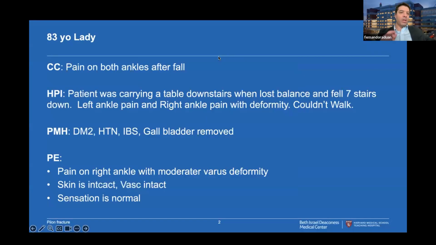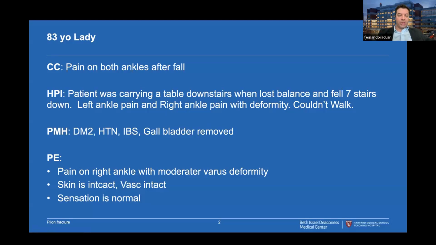So this is an 83-year-old lady, a little bit of a different case because a little bit of a different patient. She fell downstairs carrying a table, about 7 stairs down, and she had pain on both ankles, right and left. The left ankle, she had just a small, simple Weber B non-displaced fracture, but the right ankle, she had a lot of hematoma. She had blisters all around the soft tissues, and she couldn't walk at all, with deformity.